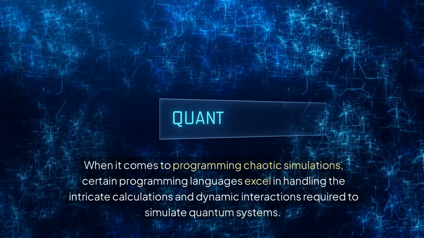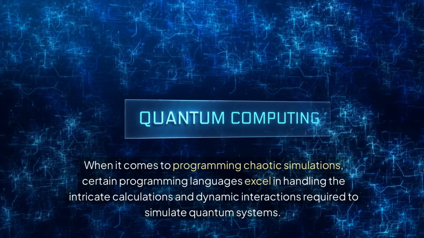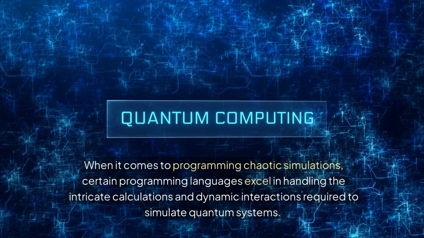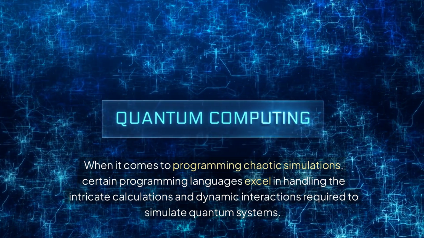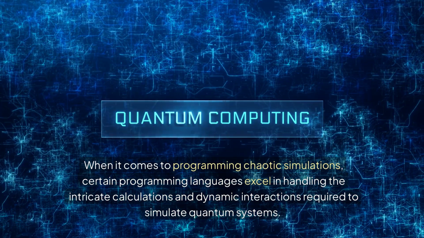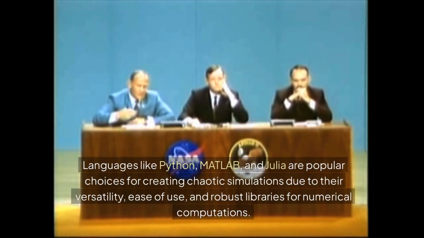When it comes to programming chaotic simulations, certain programming languages excel in handling the intricate calculations and dynamic interactions required to simulate quantum systems. Languages like Python, MATLAB, and Julia are popular choices for creating chaotic simulations due to their versatility, ease of use, and robust libraries for numerical computations.